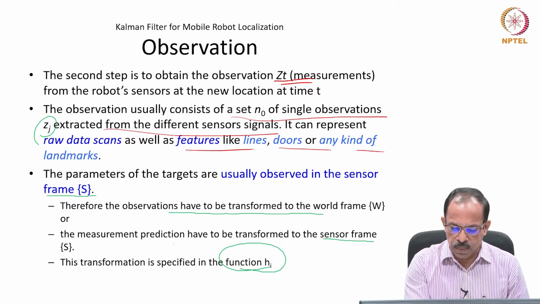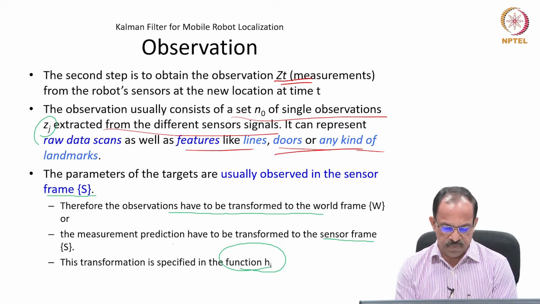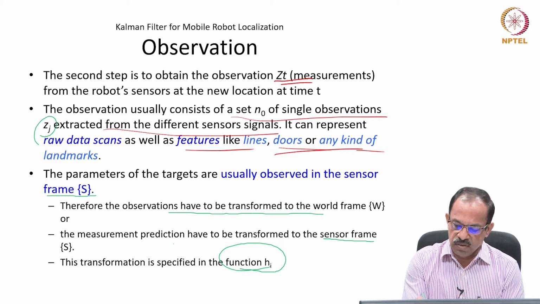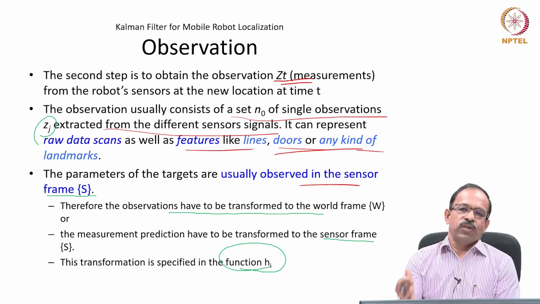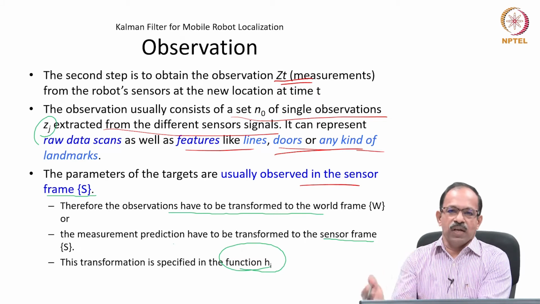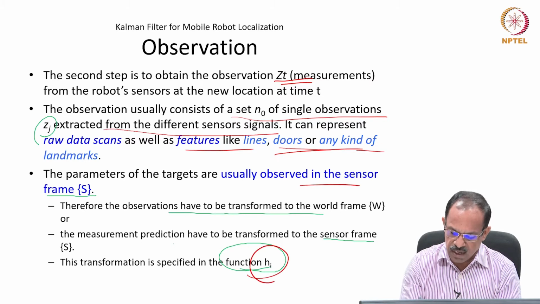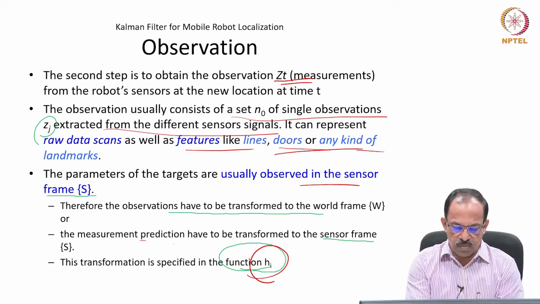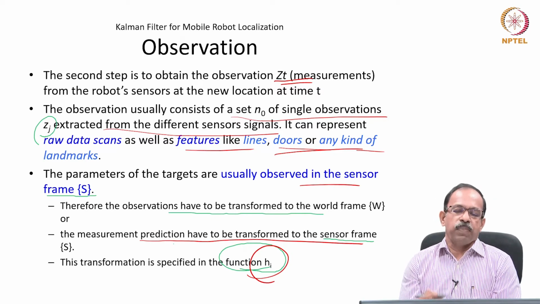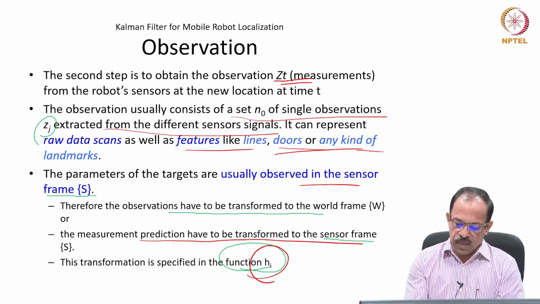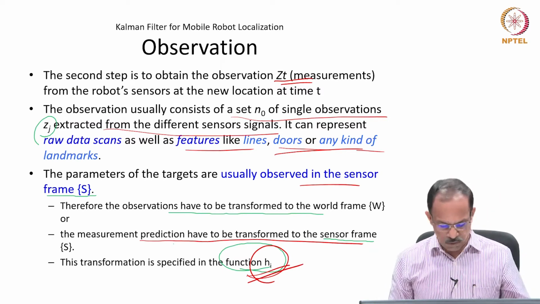So, these are what the robot will be able to see from the sensor. Okay. These are all shown in the sensor frame. Okay. So, either you need to change everything into the world frame, or you can change everything into the sensor frame. Any one of these can be done, and this transformation we call the transformation H. Okay. So, the measurement prediction has to be transformed to the sensor frame. So, you have prediction based on the map. So, that all will be converted to the sensor frame using the transformation H.